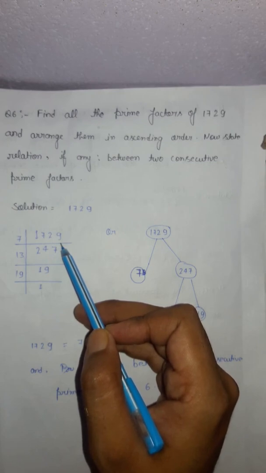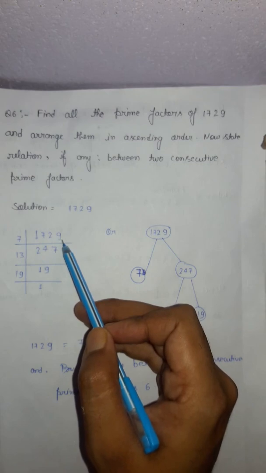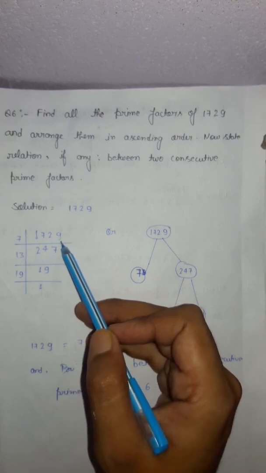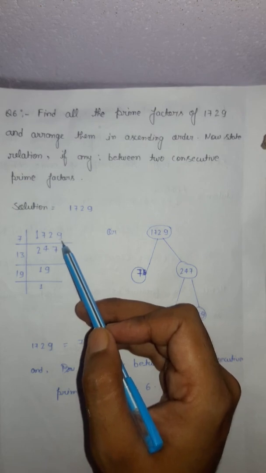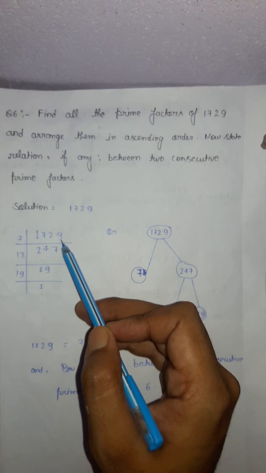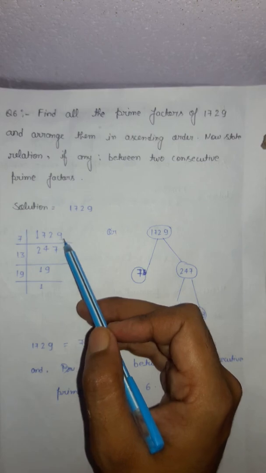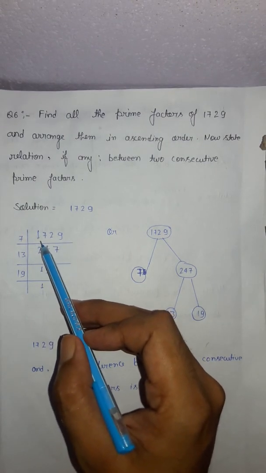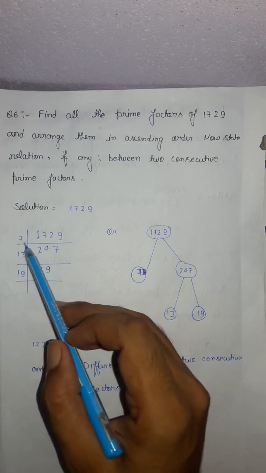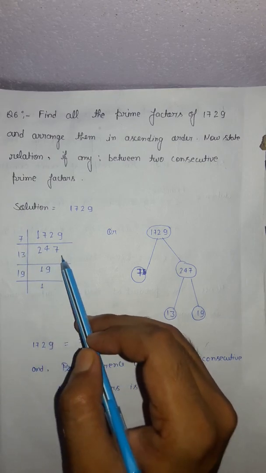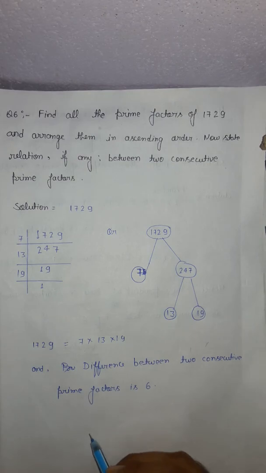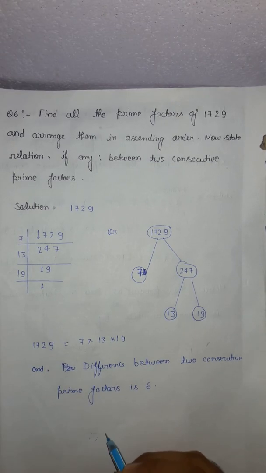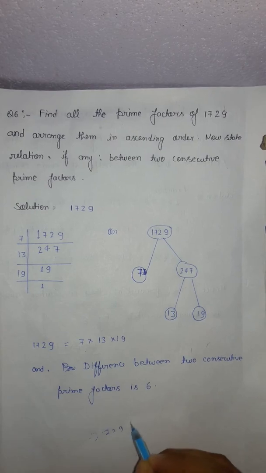Now for 4, the last two digits are not divisible by 4, so it is not divisible by 4. For 5, the last digit should be 0 or 5, here it is 9, so it is not divisible by 5. It is not divisible by 2 and 3, so it is not divisible by 6 either. Now we are left with 7. When we divide this number by 7, we get 247. If you want, you can use long division and you will see that you get 247.